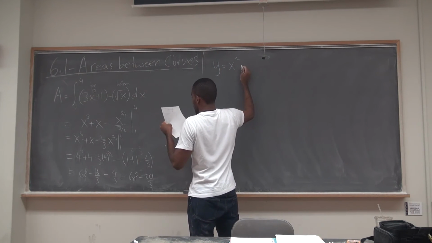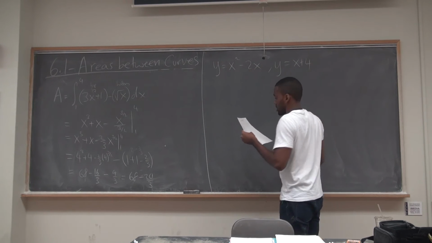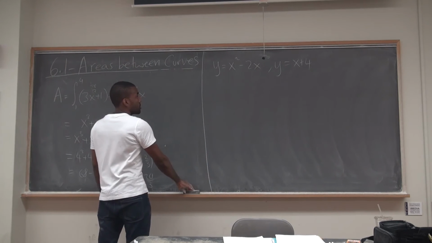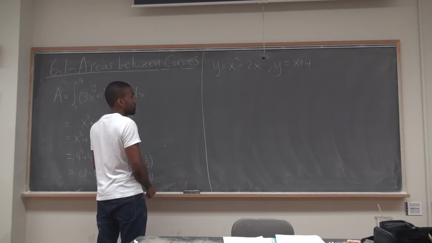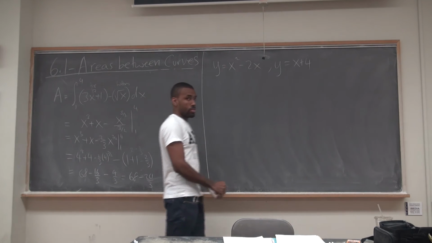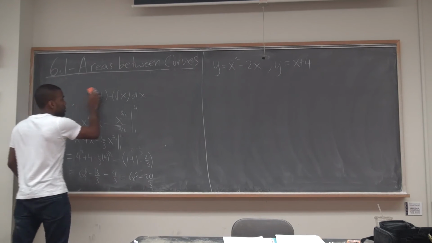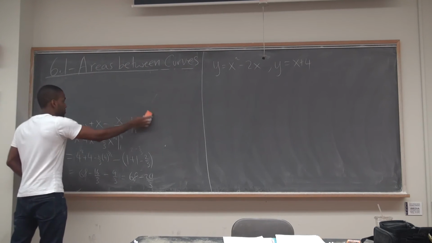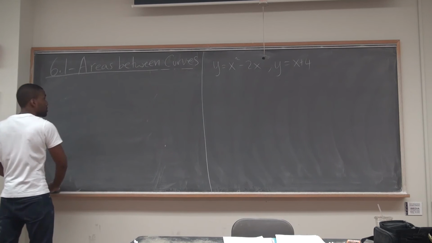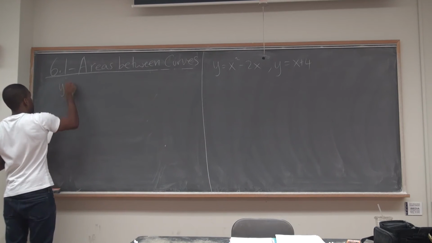Y equals x squared minus 2x. Okay, tell me what's the setup. Graph. Start with the graph. Sketch. Are you telling us to choose what to do? Yeah, do it. After that, we can do this one.